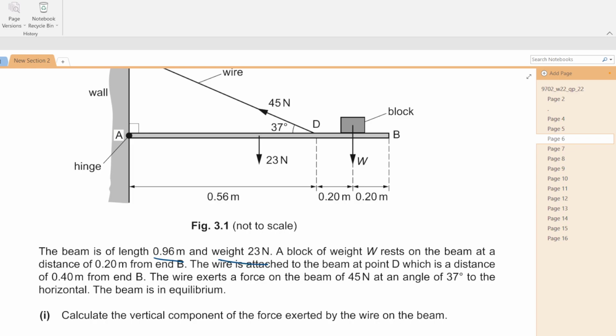A block of weight W rests on the beam at a distance of 0.2 meter from end B. A wire is attached to the beam at point D, which is a distance of 0.4 meter from end B. The wire exerts a force on the beam of 45 Newton at angle of 37 degrees to the horizontal. The beam is in equilibrium. Part 1: calculate the vertical component of the force exerted by the wire on the beam.